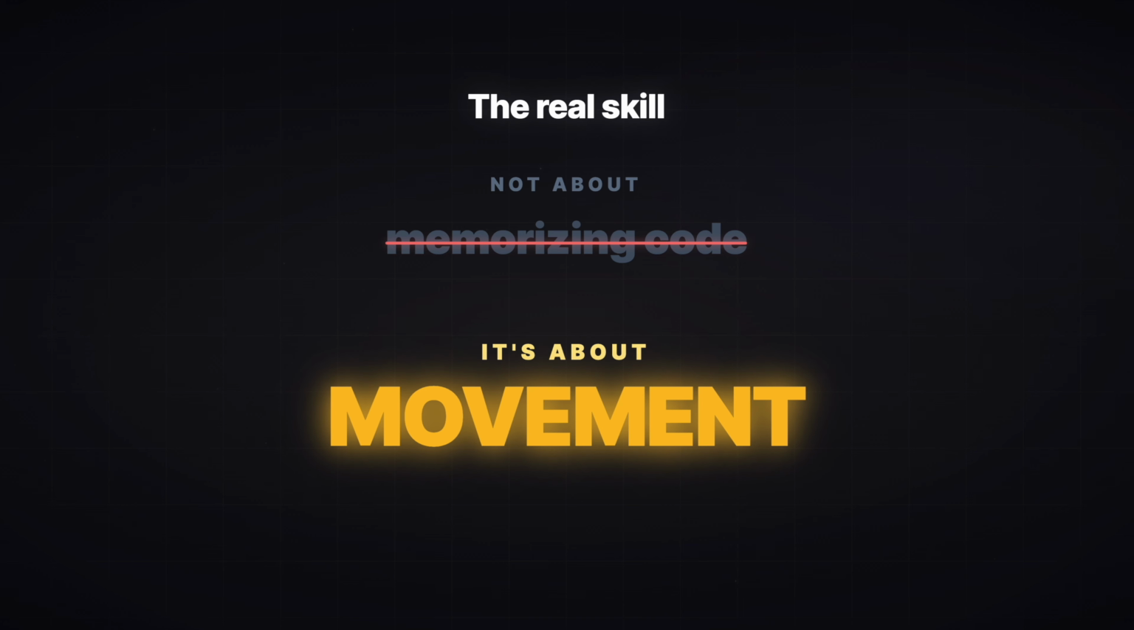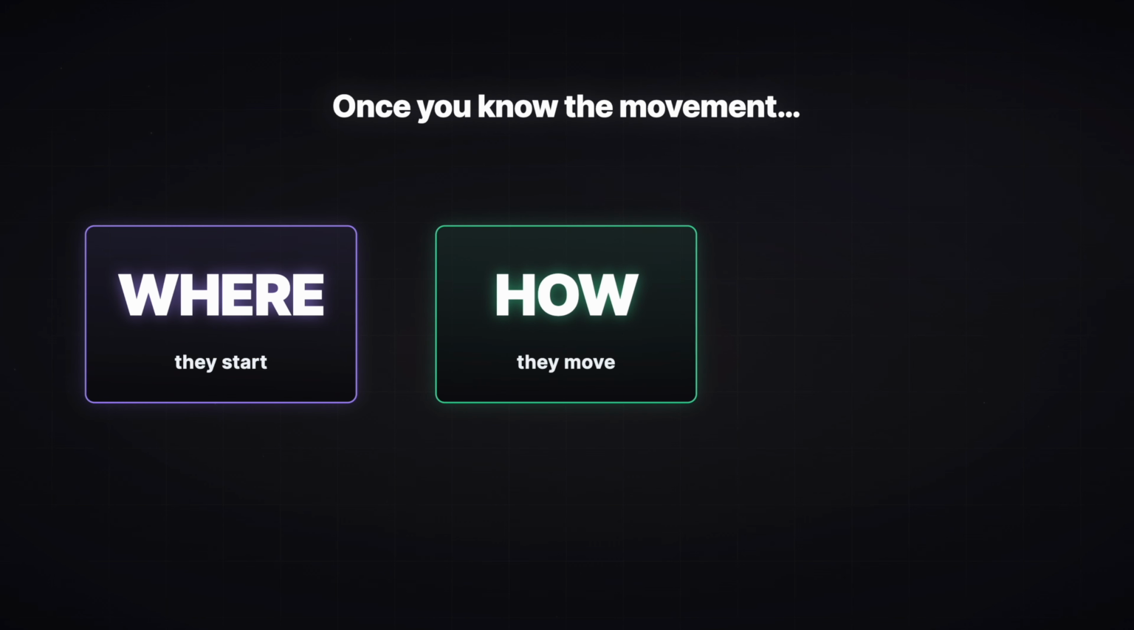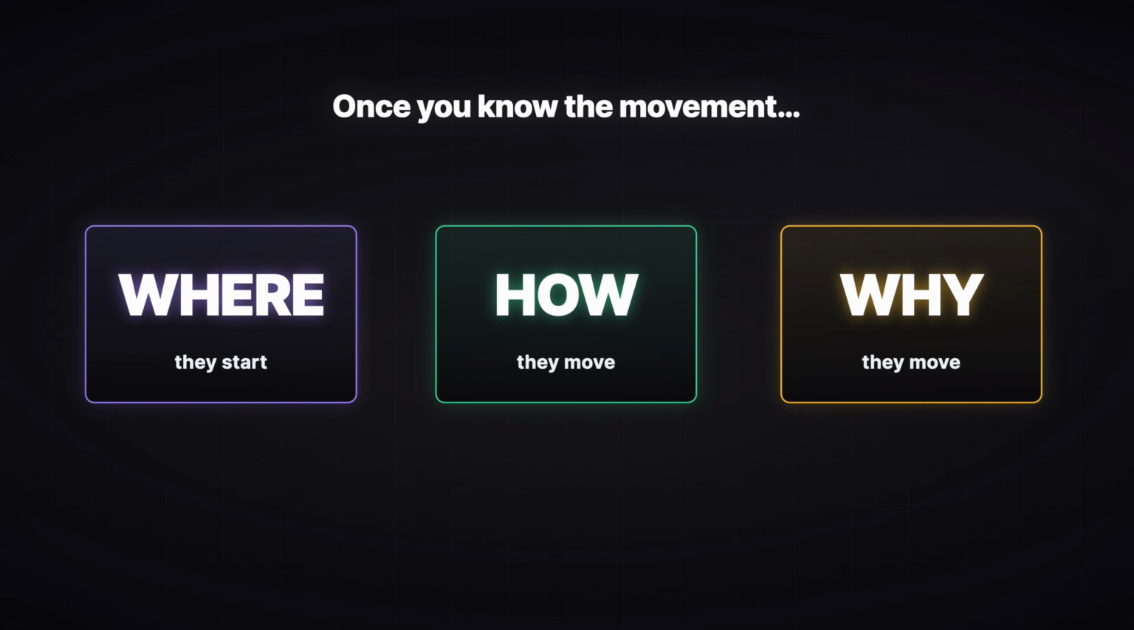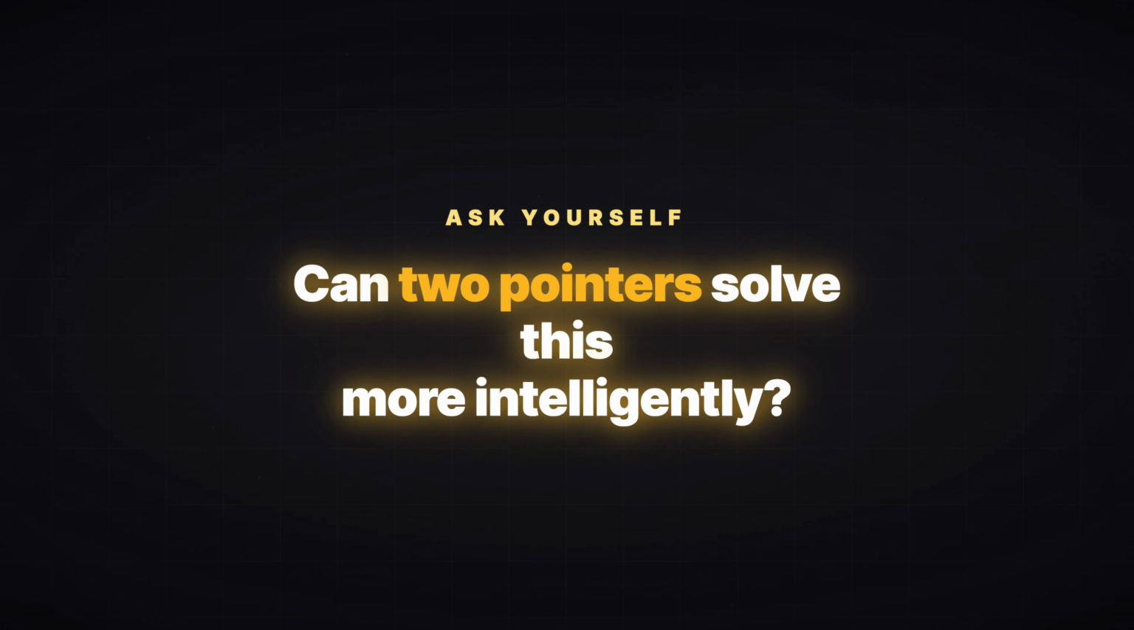The real skill is not memorizing code. The real skill is understanding movement. Once you know where the pointers start, how they move, and why they move, many array and string problems become much easier. So whenever you see a sequence problem, pause before writing nested loops. Ask yourself, can two pointers solve this more intelligently?